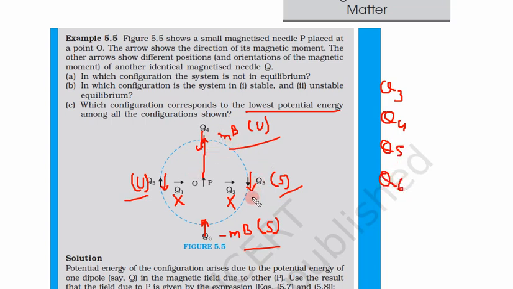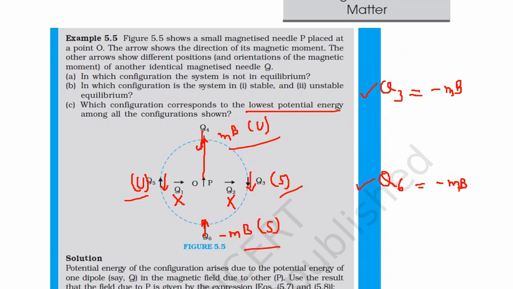So this Q3 is parallel, so this one is negative MB. Q4 is anti-parallel, so this is positive MB. Now this one is also anti-parallel, positive MB, and this last one is negative. So for the minimum or lowest, we can have only Q3 and Q6. These two are not candidates as these are positive energy terms.